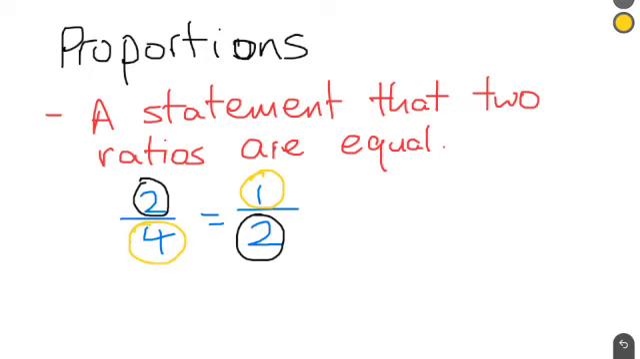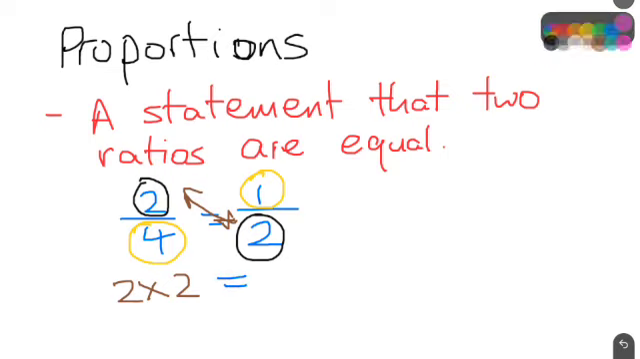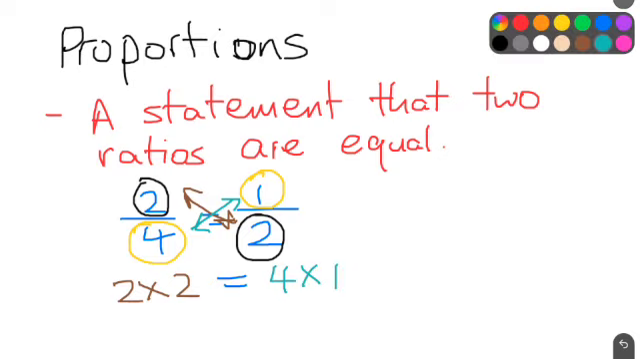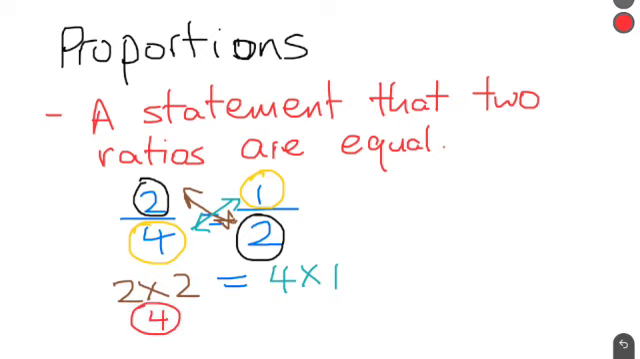So now when we cross multiply, we would say 2 times 2, and then it would be equal to, let's use another one, 4 times 1. And we know that 2 times 2 is equal to 4, and 4 times 1 is equal to 4. So that's a quick way to see whether two terms are equal, when you perform cross comparison.